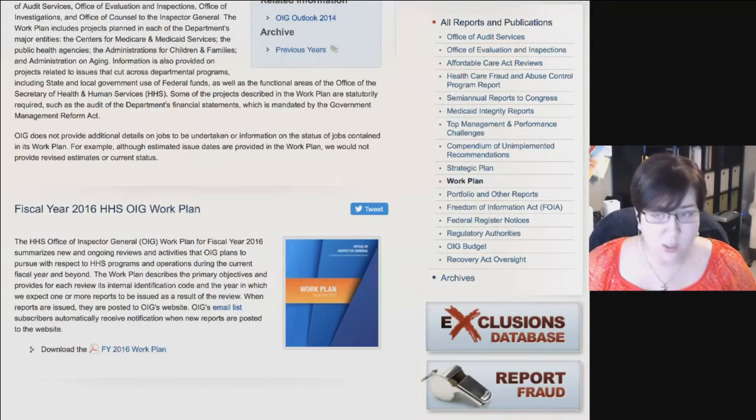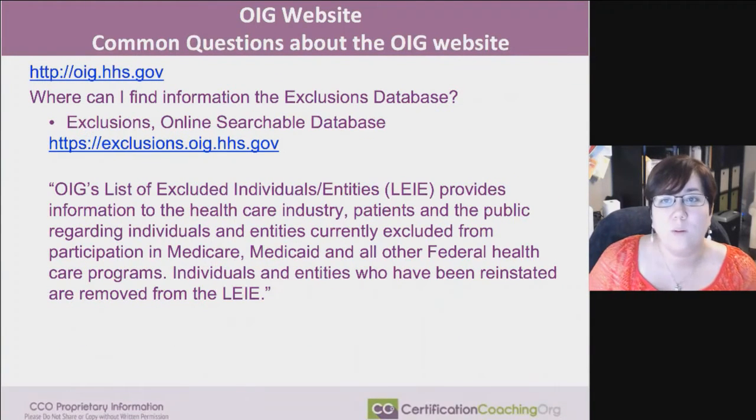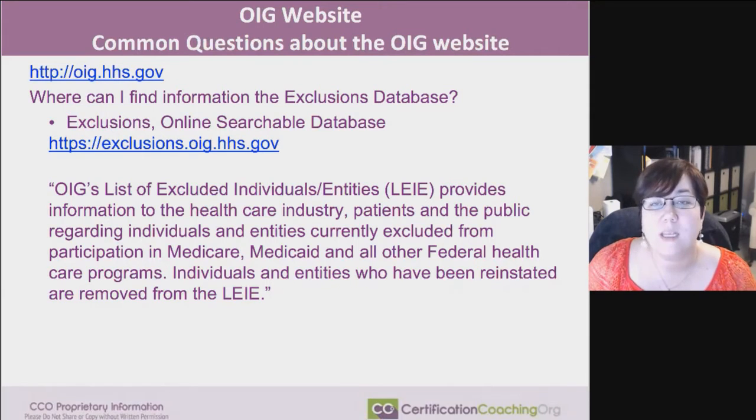Okay, we talked a little bit about the work plan. What else are we going to look at? Well, we said the next piece that we were going to talk about was the Exclusions Database. The Exclusions Database is oftentimes referred to as the LEIE, and this is the list of excluded individuals and entities.